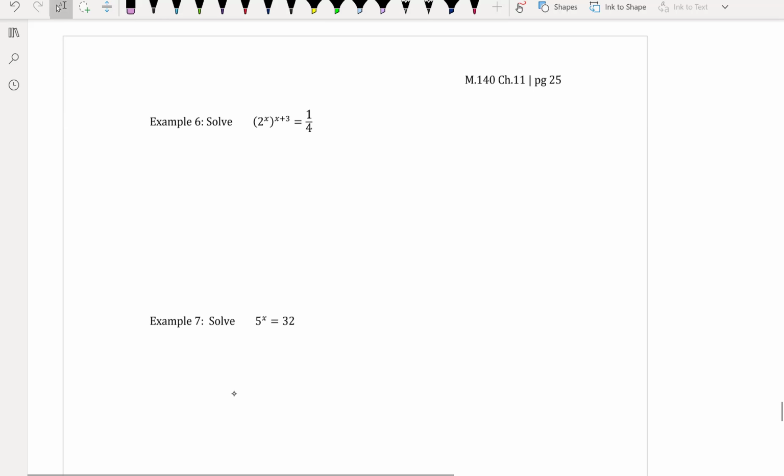Now we have some more examples. So now I have 2 to the x times x plus 3 is equal to 1/4. And I'm like, okay, well, this is a bit more tricky. It's still doable. I know my rules of exponents.